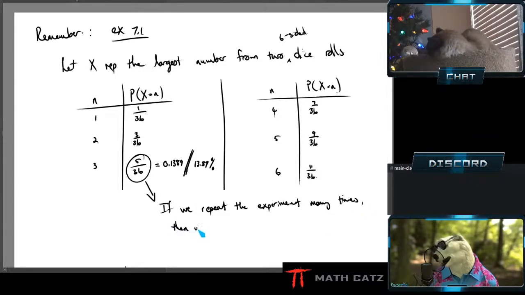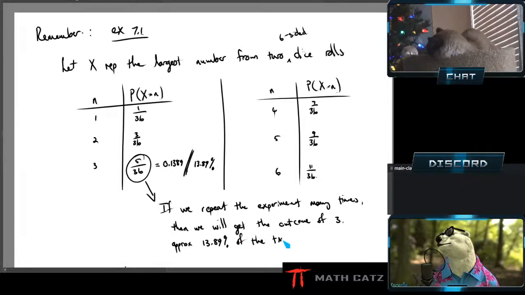Then we will get the outcome of 3, which means the largest number is 3, approximately 13.89% of the time. So I want to do it not too specific here.